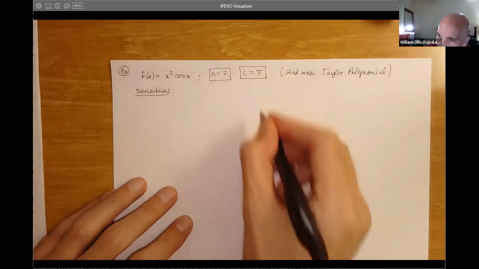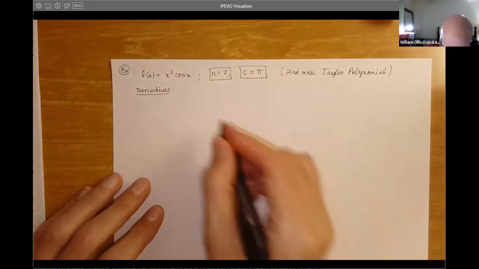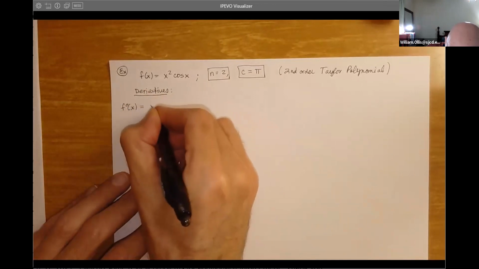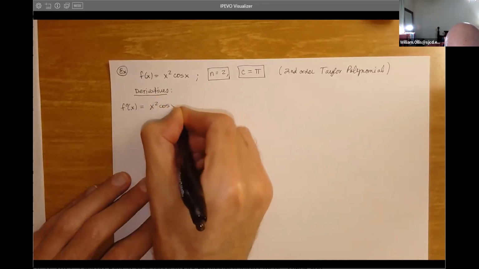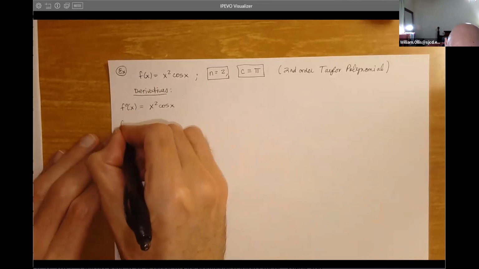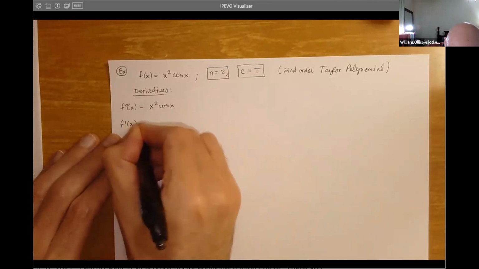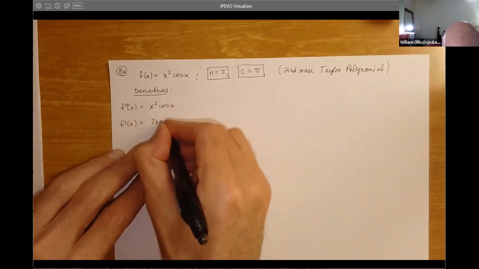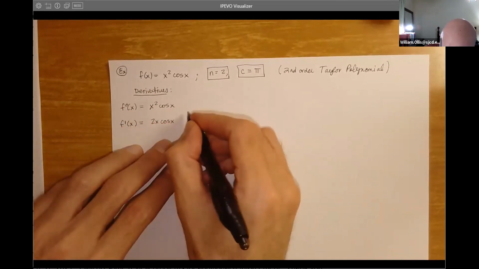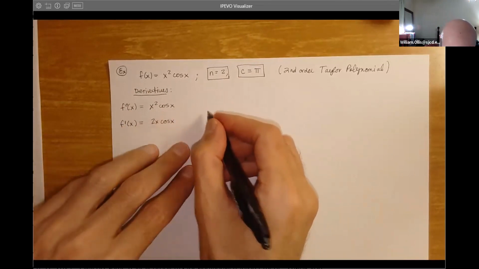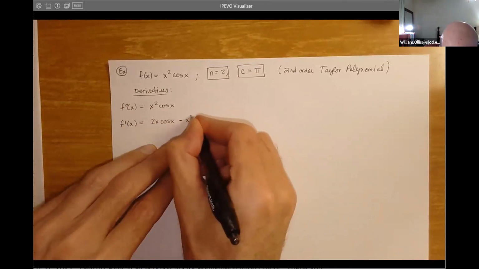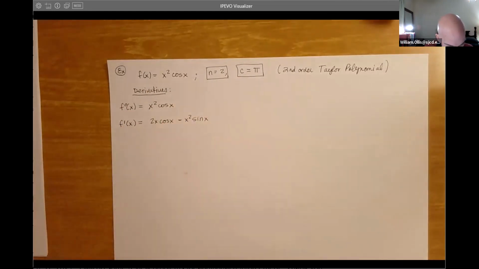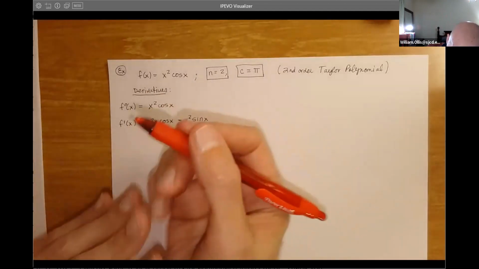And of course, we've got the pi here, so the polynomial is only going to look so beautiful. So we have f of x, which is just x squared cosine x. So for the first order derivative, we'll use the product rule. So we'll have 2x cosine x. And then, of course, the derivative of cosine is negative sine. So we have minus x squared times sine x. So let's just go ahead and put boxes around these.